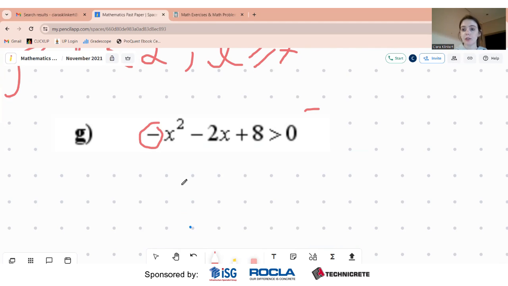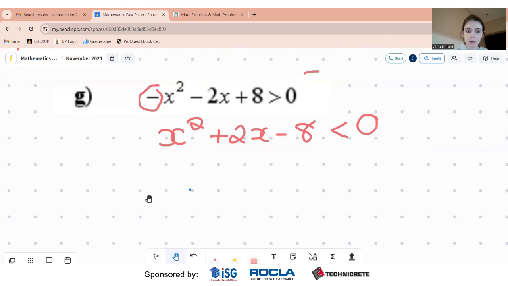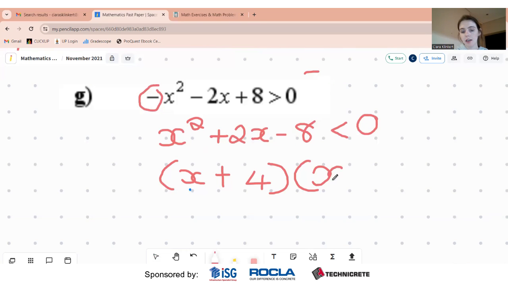But with inequalities, if you divide out by a negative, you have to change the direction of the inequality. So if I divide out by a negative, I'm going to get positive x squared plus 2x minus 8. And then I need to change the direction of the inequality sign. Okay. Then my next step would be to find the critical values by factorizing. I'm just going to do the factorization quickly. And this is what you get.